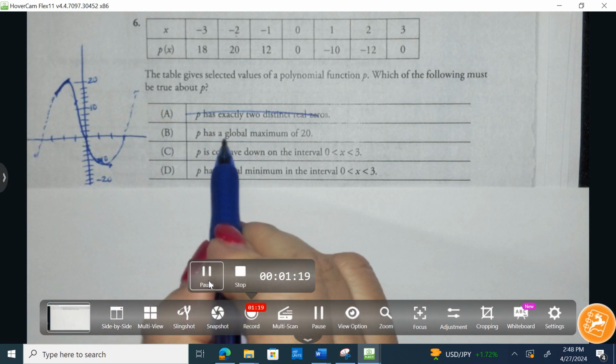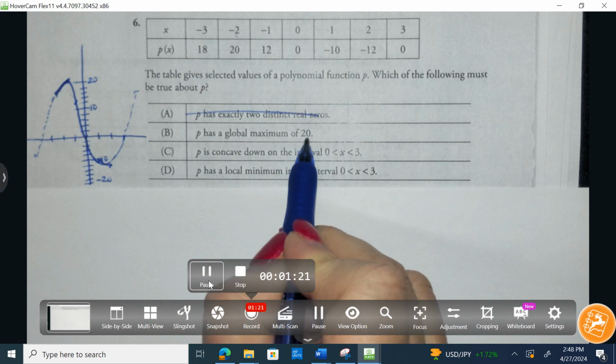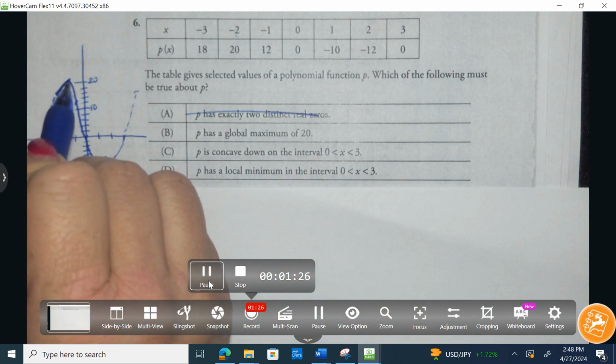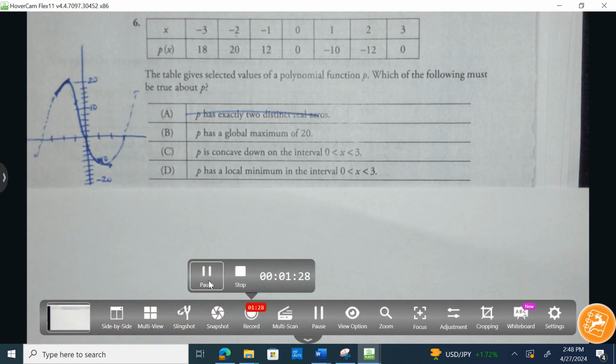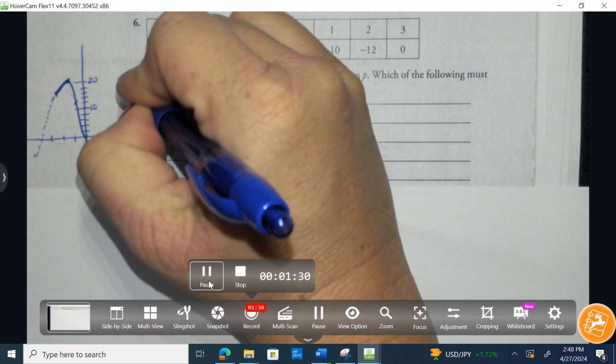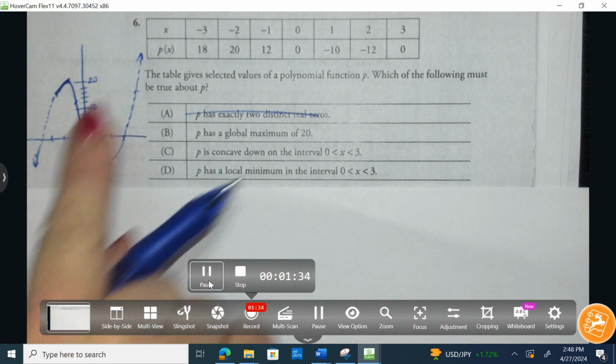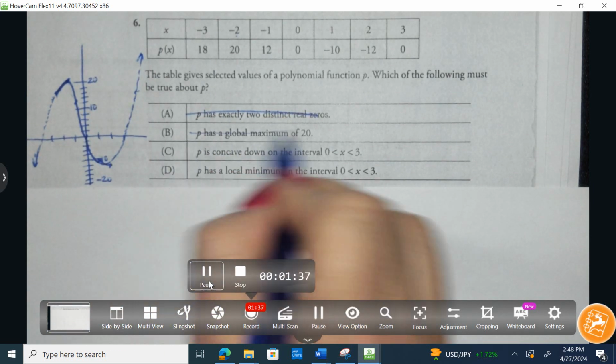Okay, it has a global maximum of 20. So is the highest point 20? No, that'd be a relative or a local high point. How do I know it's not global? Because it insinuates this is going up and there will be no global max or minimum on this polynomial function.